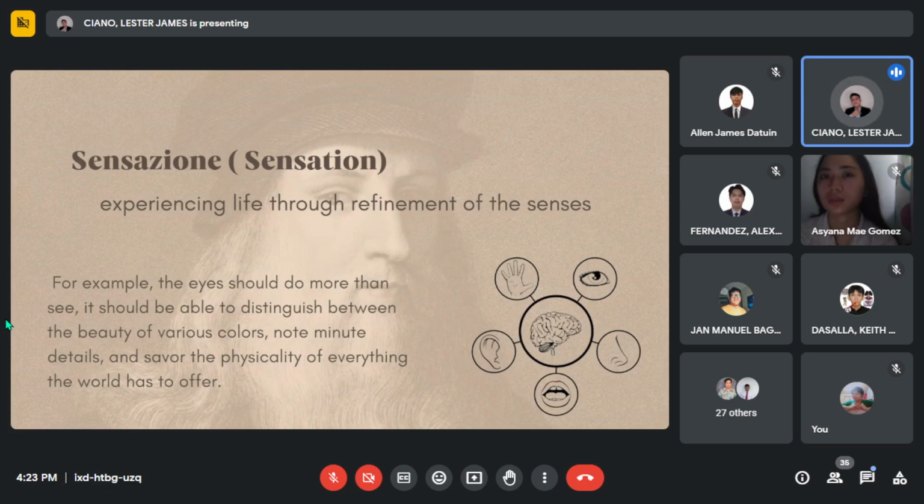Sensazione or sensation. Experiencing life through refinement of the senses. For example, the eye should not do more than see. It should be able to distinguish between the beauty of various colors, note minute details, and savor the physicality of everything the world has to offer.